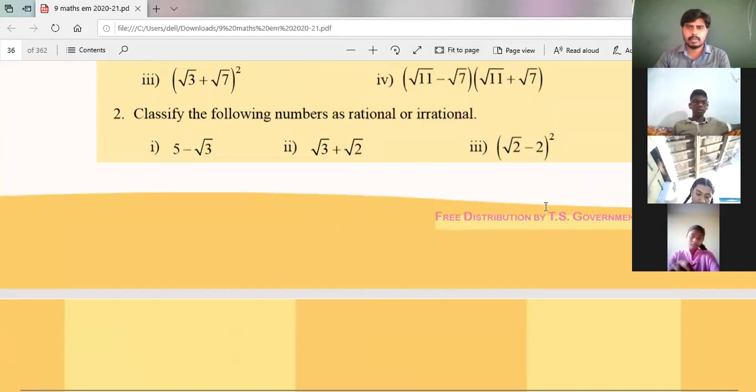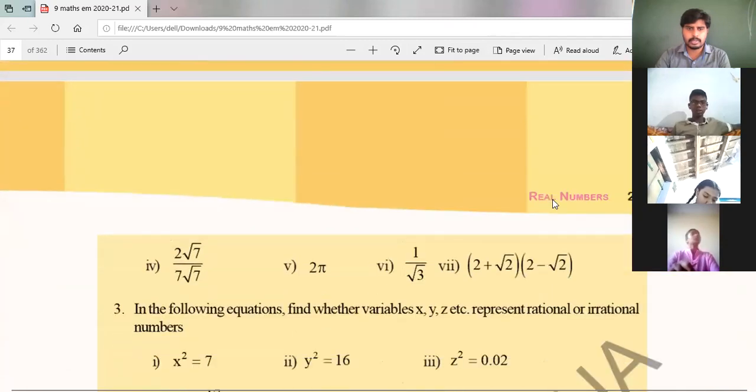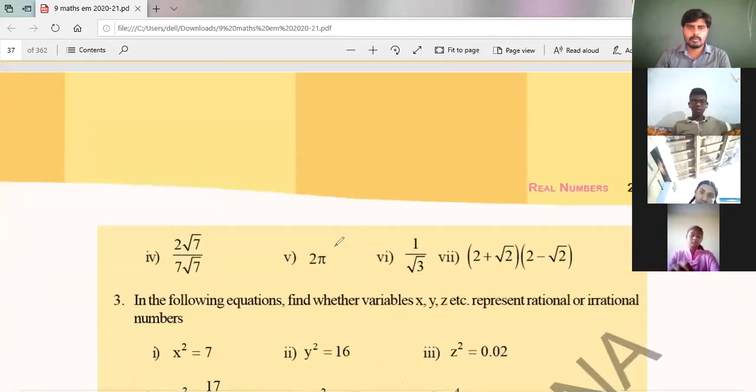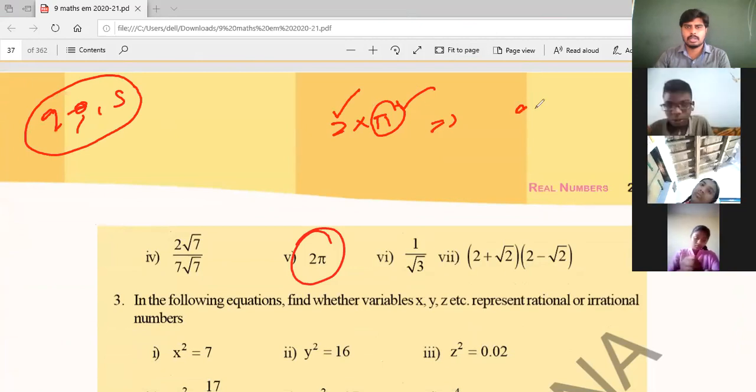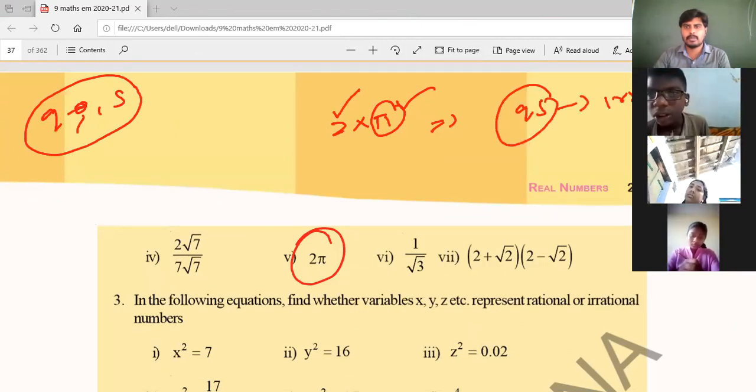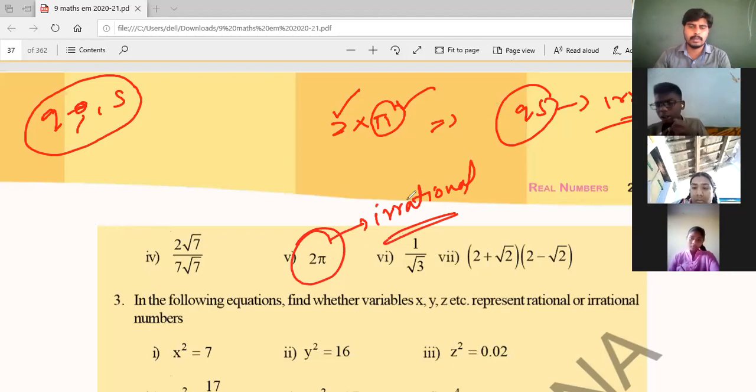Already I explained. Anyway, once again, I will explain one more problem. Look at the fifth one. So 2 pi. We know pi is an irrational number, and 2 is a rational number. As I told you, suppose q is rational, s is irrational. Q into s is always irrational, right? I told you in the introduction concept of this irrational topic. So this is irrational. By that property, you please try to solve them. If any doubts, we'll discuss in the next class. The time is up today.